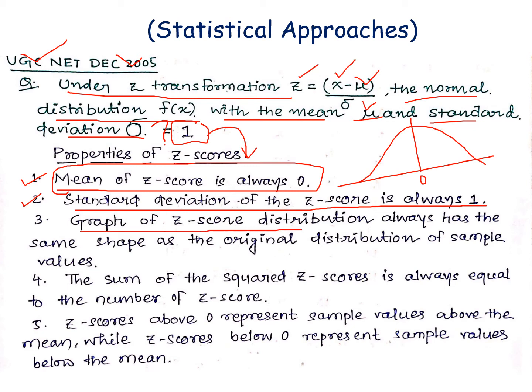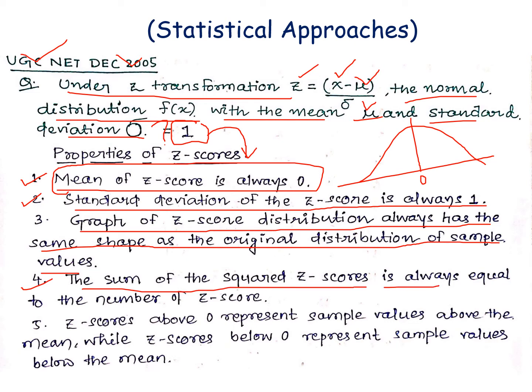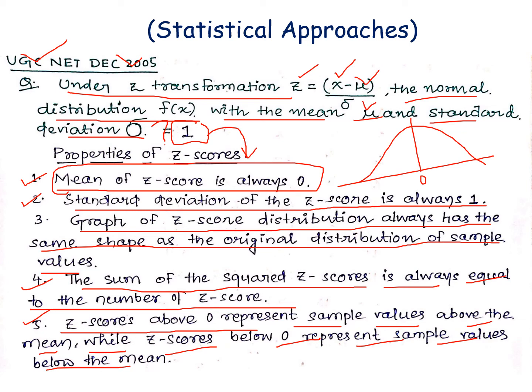The graph of the z score distribution always has the same shape as the original distribution of the sample values. The fourth property: the sum of the squares of the z scores is always equal to the number of z scores. Now the fifth property: z scores above 0 represent values above the mean, while z scores below 0 represent sample values below the mean that are the same, because we can see here that values above 0 are the same as values below 0, since this is a normal distribution curve.